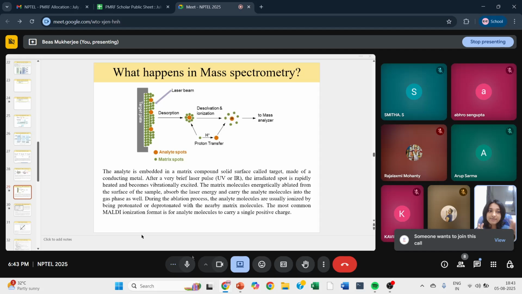Because of this, it is giving it some charge. Right, so the analyte is embedded in a matrix compound on a solid support called the target, made up of a conducting metal. After a brief laser pulse, UV or IR, the irradiated spot is rapidly heated and becomes vibrationally excited. The matrix molecules are energetically ablated from the surface of the sample, absorb the laser energy, and carry the analyte molecules into the gas phase as well.